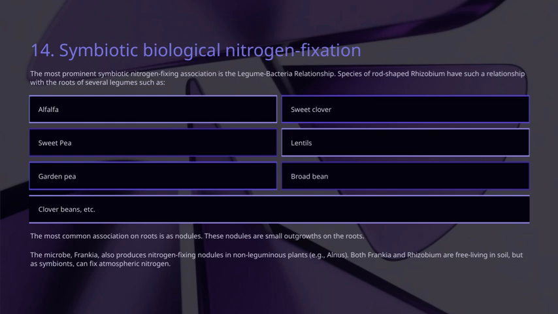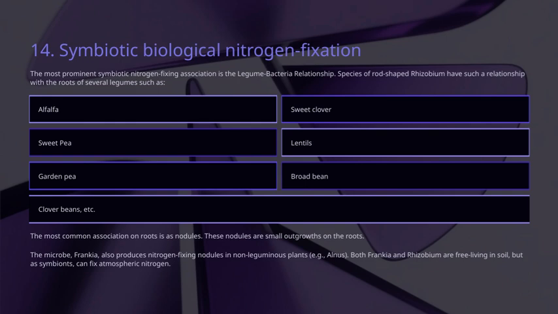to occur efficiently. You'll notice many of these plants, clover, beans, garden peas, sweet peas, and alfalfa, are part of this symbiotic relationship. The most prominent and well-studied example of this is the legume-bacteria relationship. Here, species of rod-shaped rhizobium bacteria form close associations with the roots of legumes, facilitating nitrogen fixation.